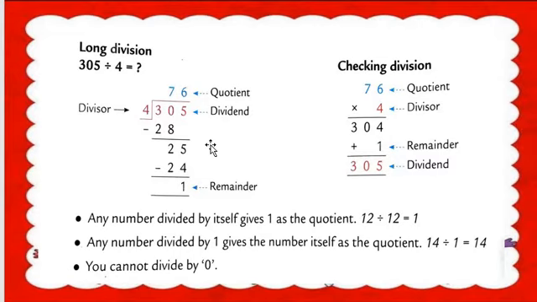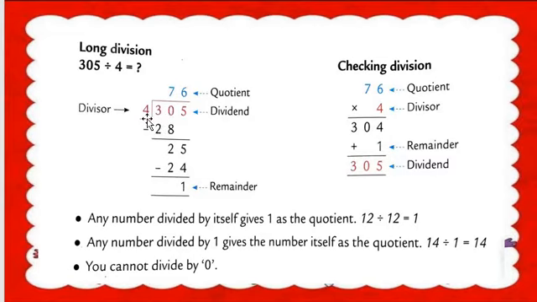How can we do long division? So, 305 divided by 4. How can we do it, all students? One by one. First of all, in multiplication we start solving from the right side, but in division we start from the left side. So here, 4 and 30. We are starting from 30. 4 multiplied to get 30.